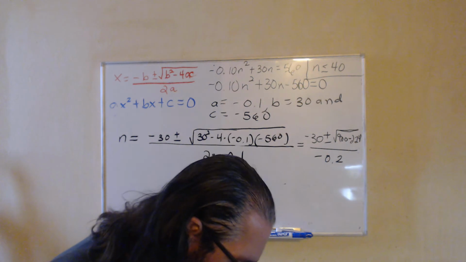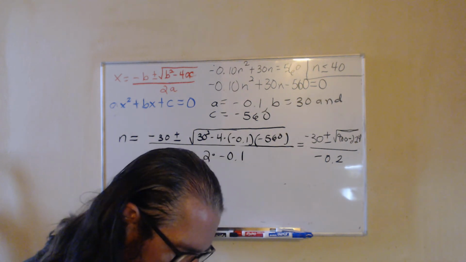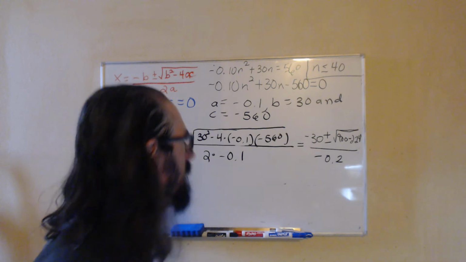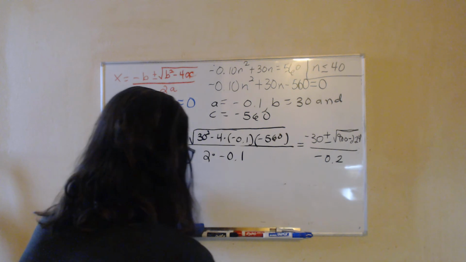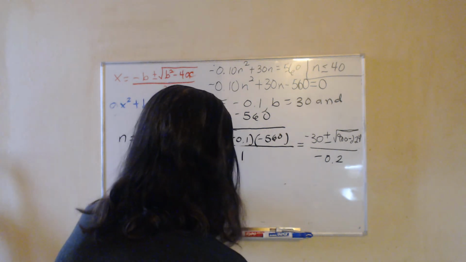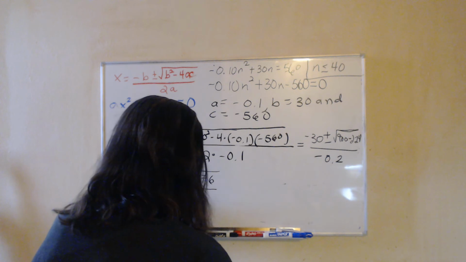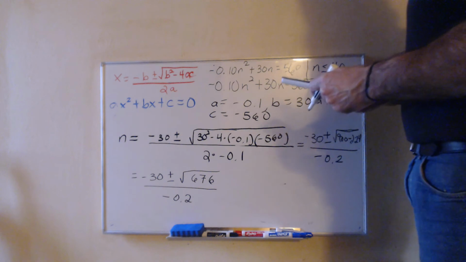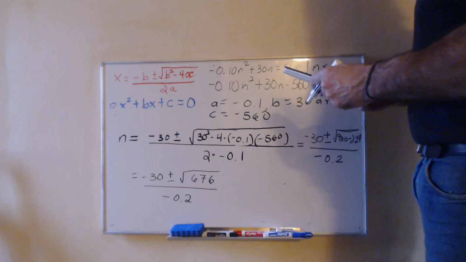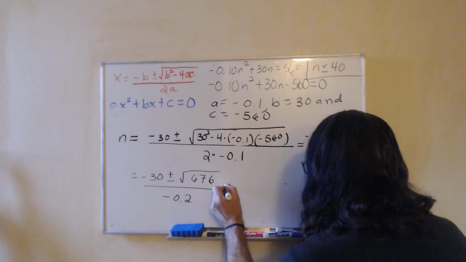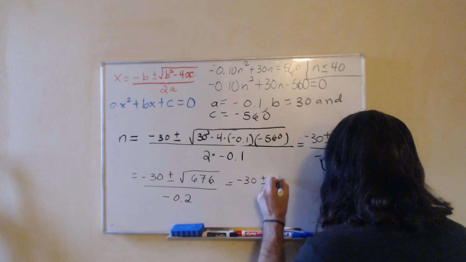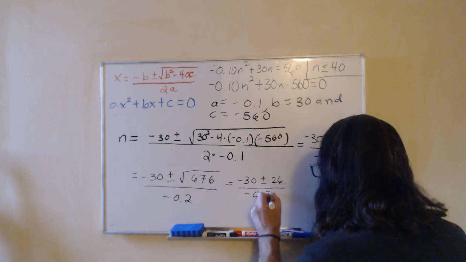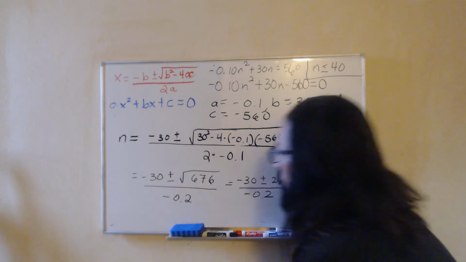$900 minus that is 676. Something tells me that might be a perfect square. It's not one that I have memorized. Maybe 26. Let's see here. I'm right. And then split that into the 2 cases.